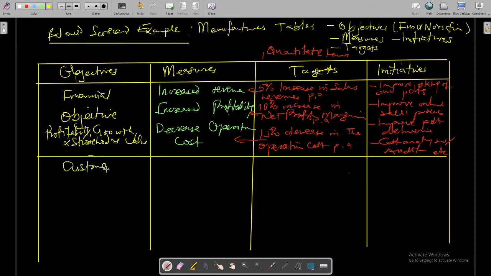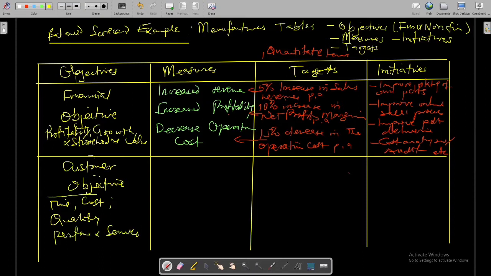Customer objectives. Now, I have told you that customers are interested in time, the cost, the quality, and performance and service. So these are the areas that customers are interested in. How can we set measures that we will be able to work towards to meet these customers' expectations?